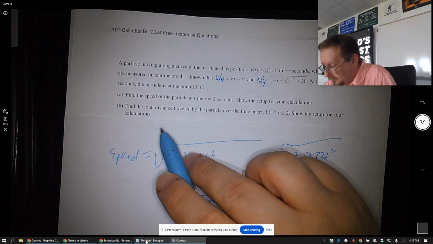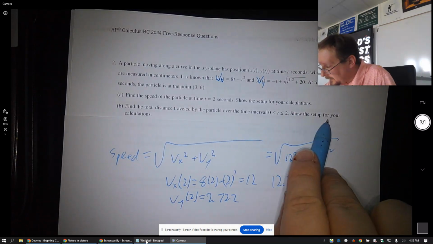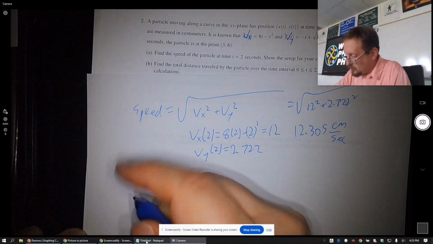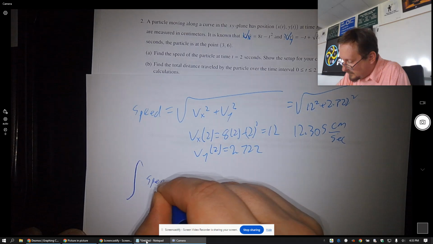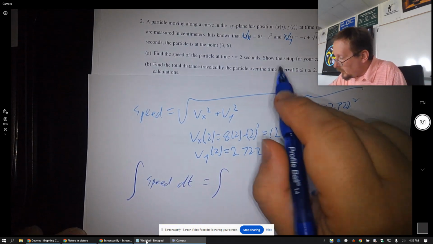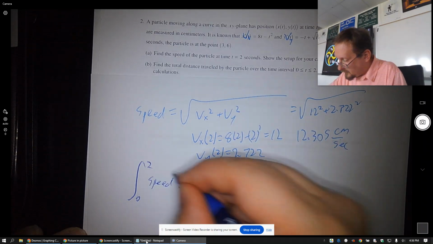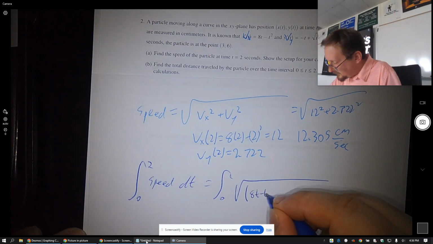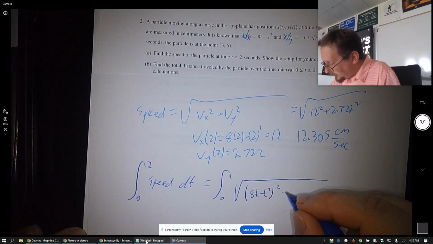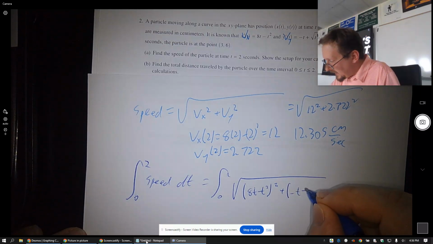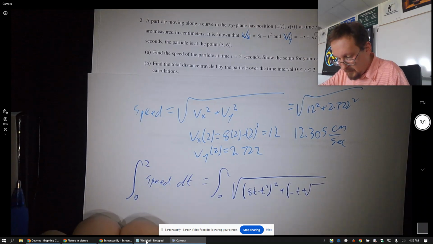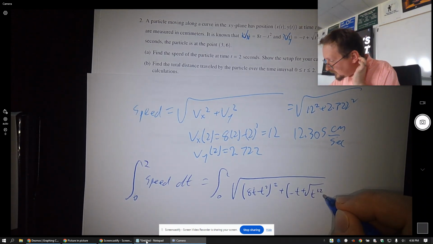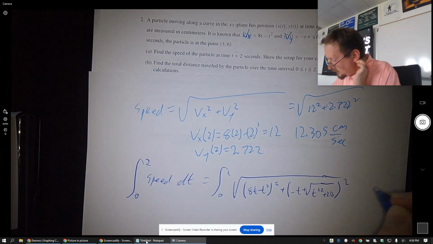So, find the total distance traveled by the particle over this time interval. You have to integrate the speed dt. So for this part, we're going to integrate speed dt. So that's the integral from 0 to 2 of the square root of (8t minus t squared) squared plus (negative t plus the square root of t to the 1.2 plus 20) squared dt. Did I do this correctly? I hope I did.